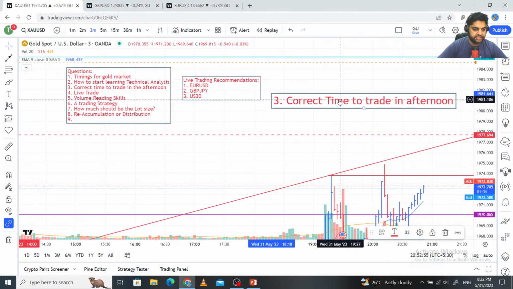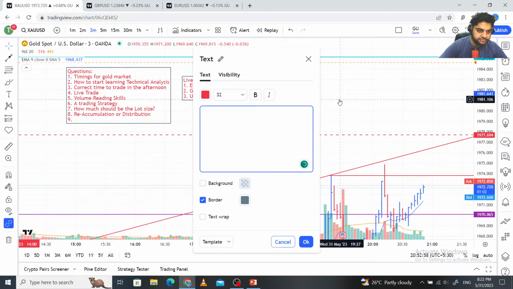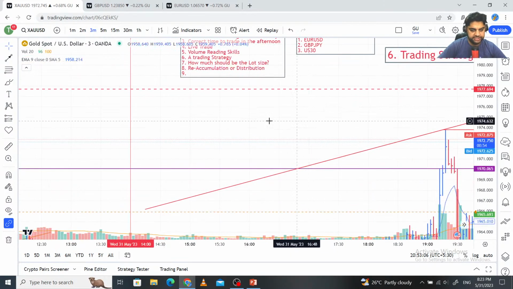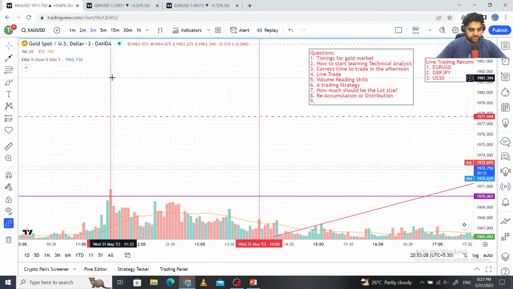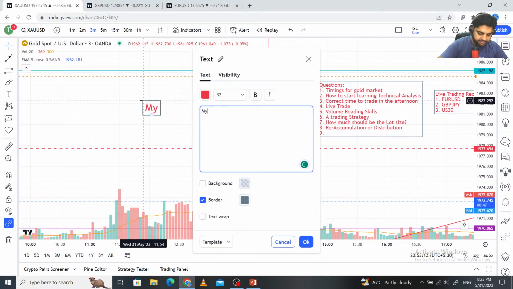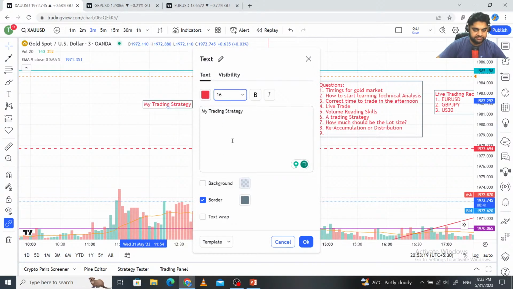Trading strategy. I will give you my own trading strategy, guys. So how do I trade? I have 5 factors in my trading strategy. Just follow these 5 factors and you will be good.